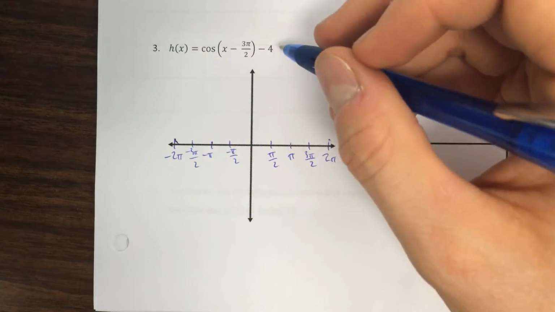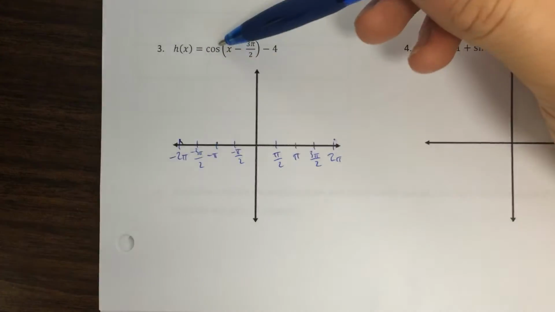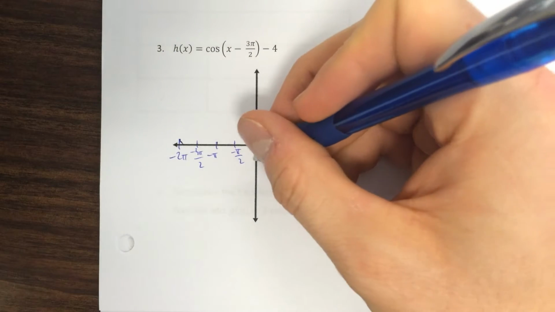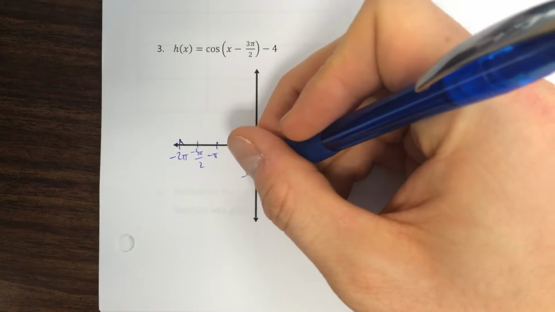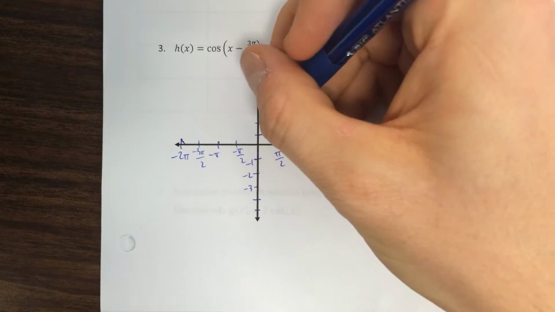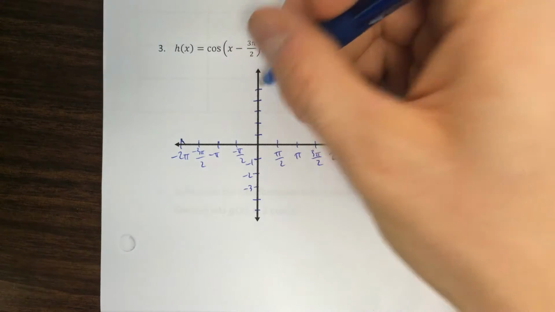And then we're going to have to go down 4. Again, we know the lowest value of cosine is at negative 1, so we're going to have to go down to negative 5. I'm going to do the other ones, and I'm just going to do up to 5. 1, 2, 3, 4, 5.